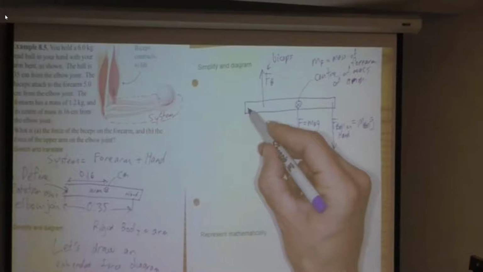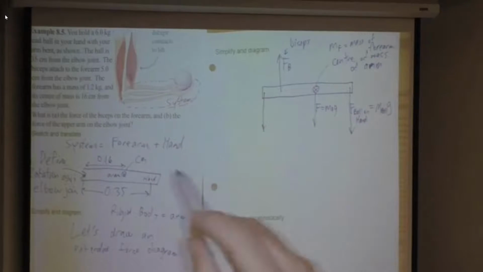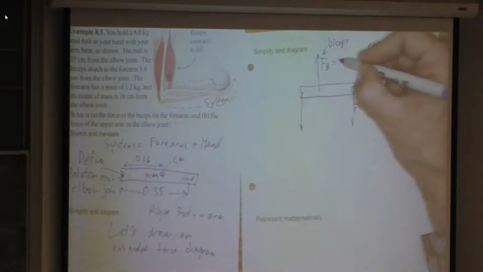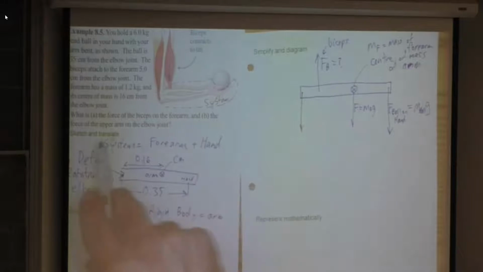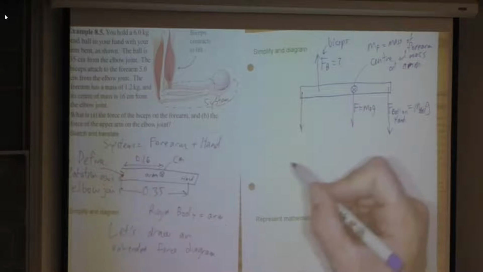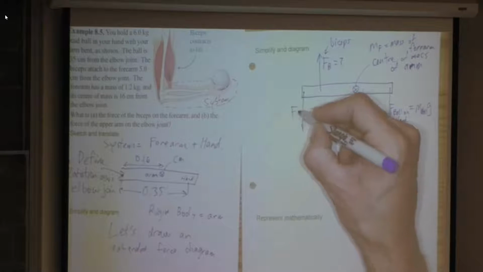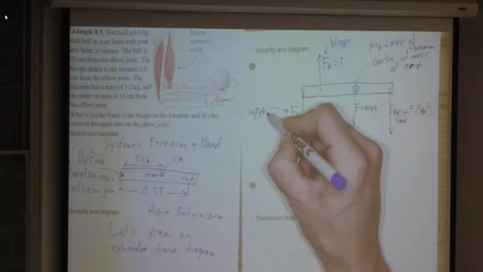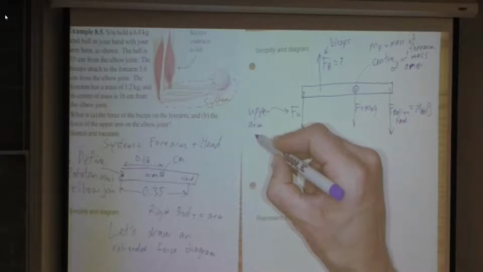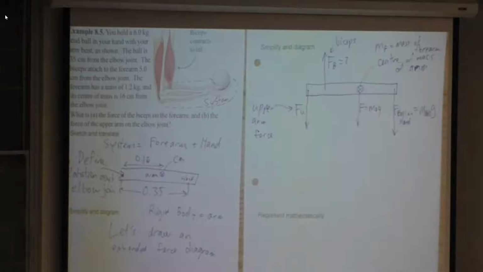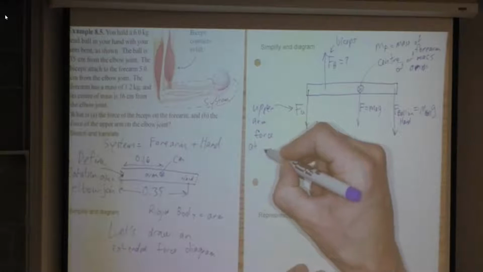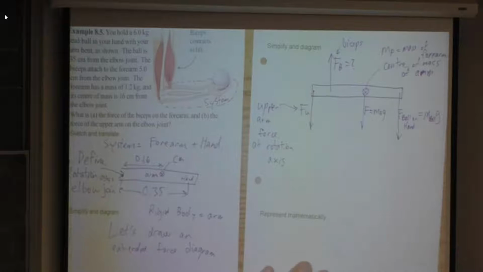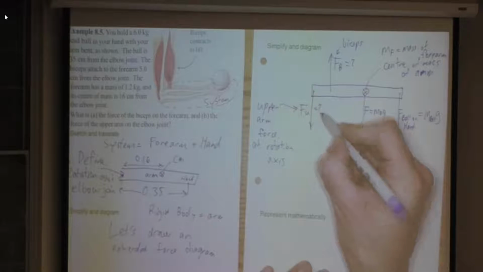And then there's another force which they ask about in the problem, which says, what is A, the force of the biceps on the forearm? This is a question mark, if that's problem A. And B, the force of the upper arm on the elbow joint. So this is what I'm going to call F sub U, and this is the upper arm force. So I guess it's being applied right at the rotation axis, and that's also a question mark.